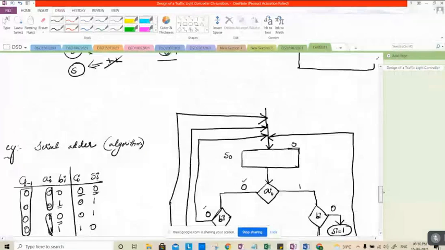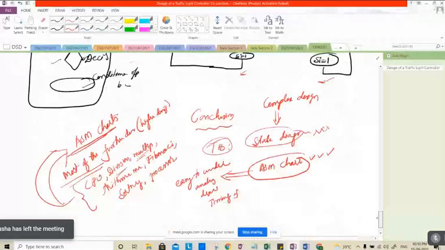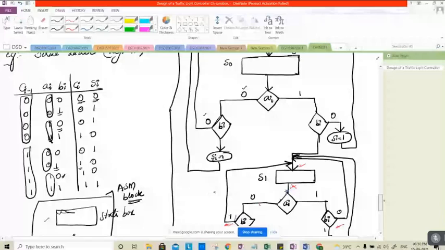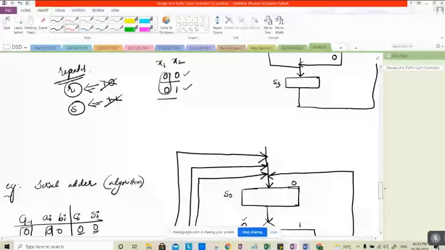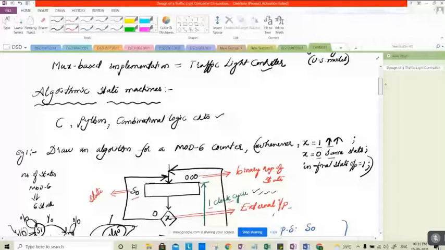There is no other reason beyond that. And the other reasons are that it is easy to draw and easy to understand. Direct representation and timing representations are clear. All those things are there. But the main reason is to understand the complex designs. ASM charts are required.